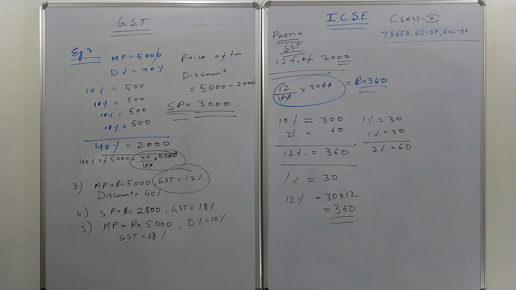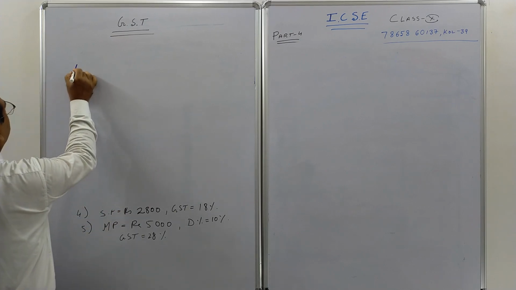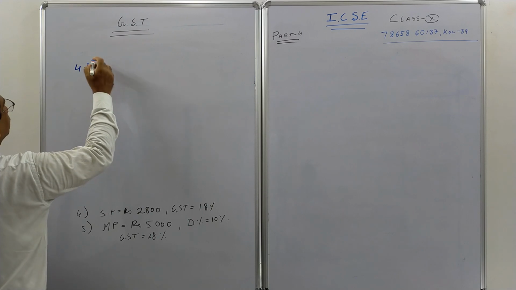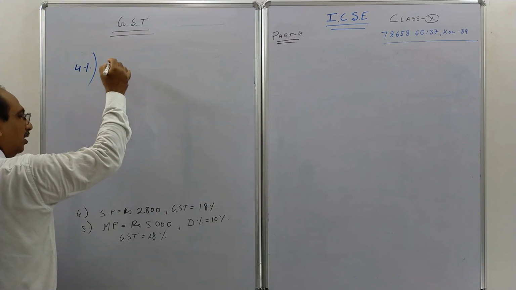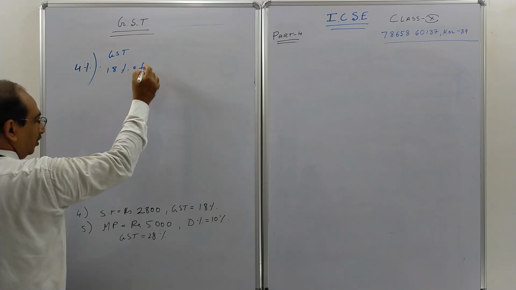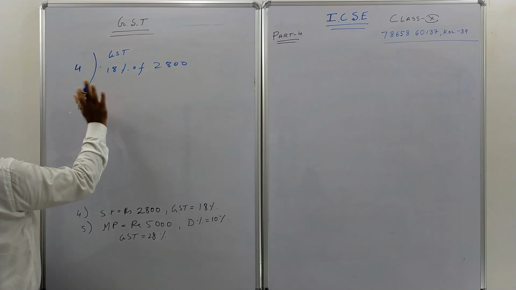So pause the video and copy, then we move on to question 4, which is quite simple, children. 18%, since it is 18%. Question 4: GST is 18% of 2,800. Okay, so here we go.